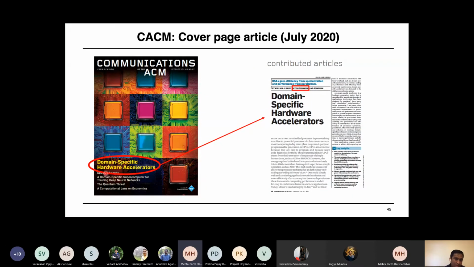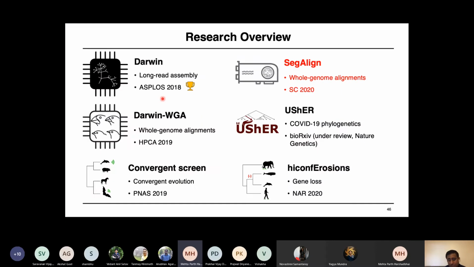So this article followed Darwin, and we used major insights, especially the 6 points which I highlighted in my slide earlier. They are mentioned in a lot more detail over here. As you can see here, I'm the second author on this paper on this magazine. So that covers Darwin. Now I'll actually move on to Segaline, which is actually going to appear in supercomputing this year, next month.